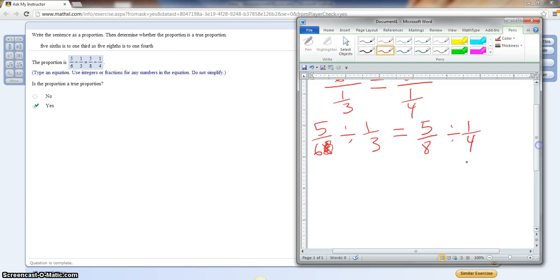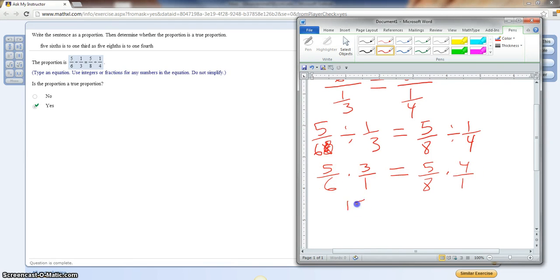Now, what we have to do is make sure that this left side is equal to the right side. So now we're going to prove it. So this is how we would do it. We would have our 5/6. This division will become multiplication, and the reciprocal of 1/3 is 3/1. That equals 5/8 will remain the same. Division becomes multiplication, and we take the reciprocal of our 1/4.